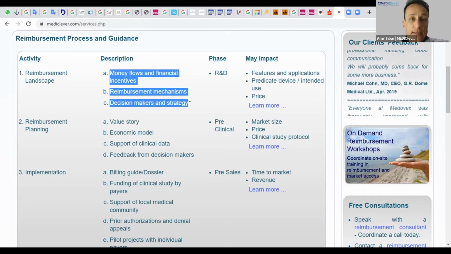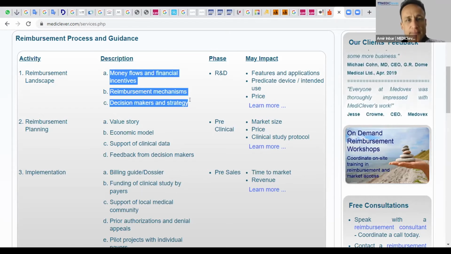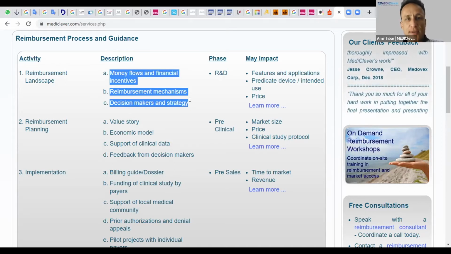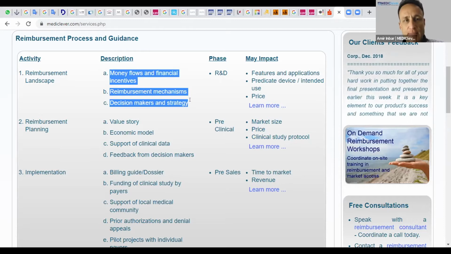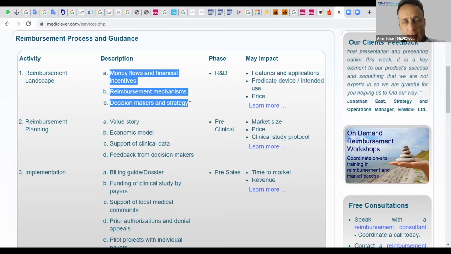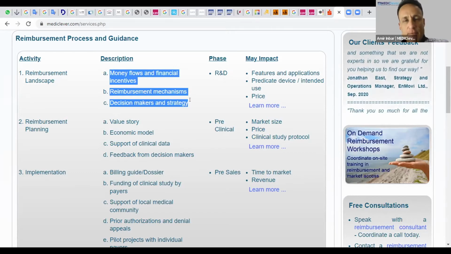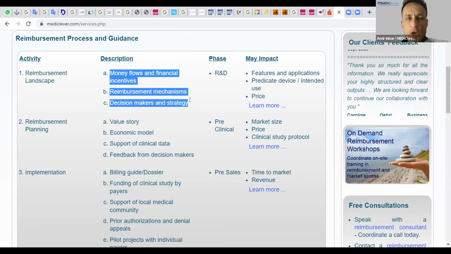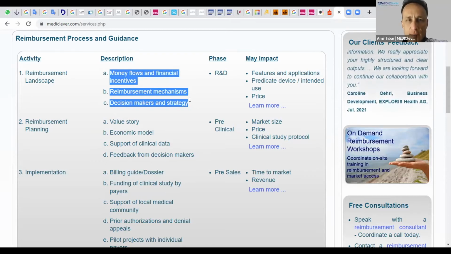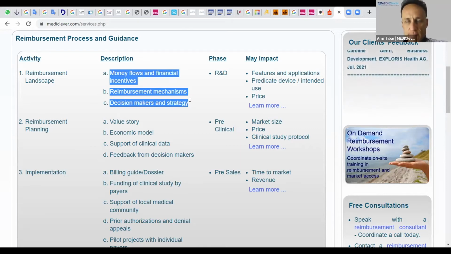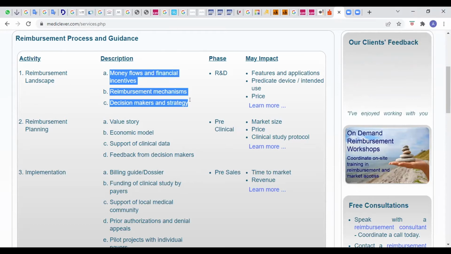And therefore, I know I'm not very objective here, but they should turn to someone who knows how to conduct this reimbursement landscape activity, not necessarily Mediclever, but there are many companies who could do that and guide them through this process. And I think it would be very cost efficient for these companies to do so, because it could save them a lot of time and money afterwards. Thank you. I hope that answered your question.